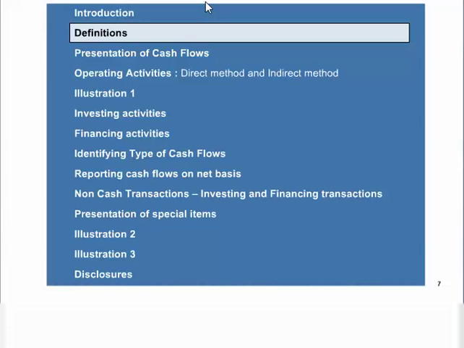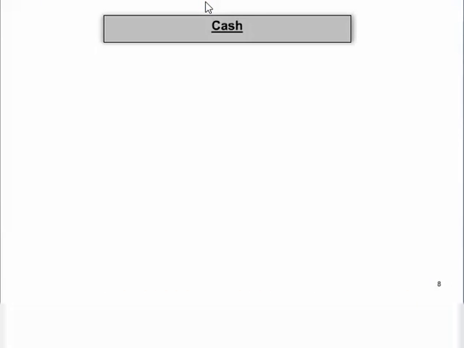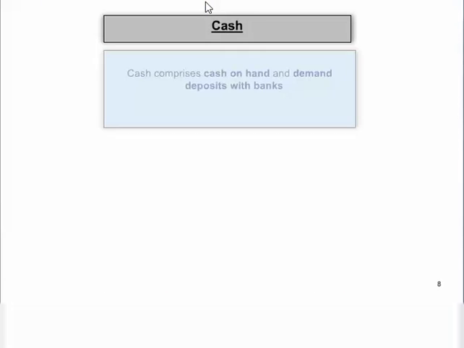So the next agenda item is the definitions. We'll understand certain definitions, how they are defined under this accounting standard. So the first definition is cash. Cash itself, we are preparing the cash flow statement. So how is this cash defined in the accounting standard?